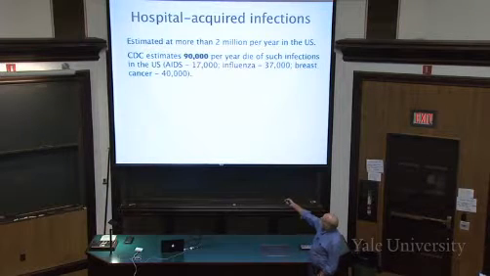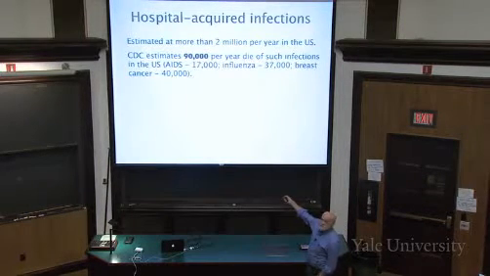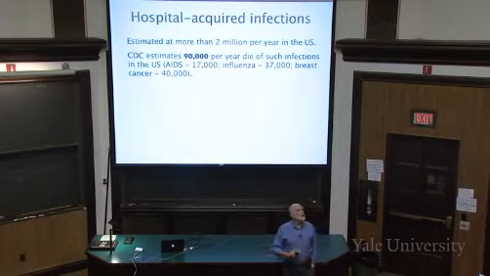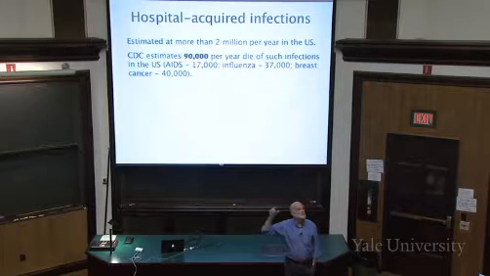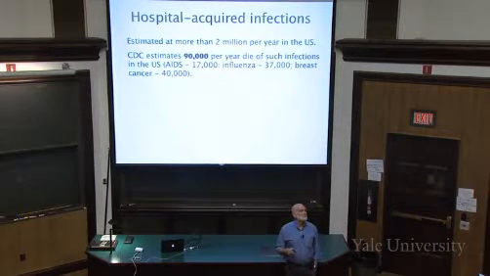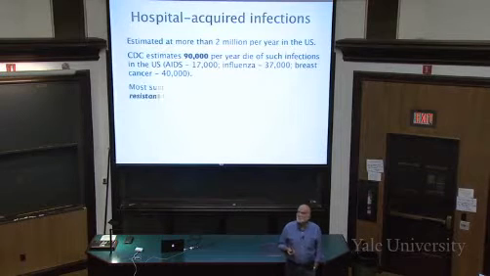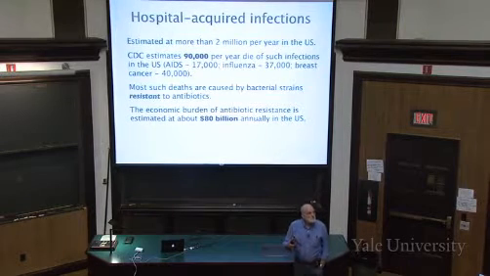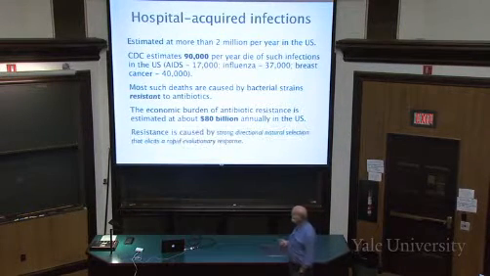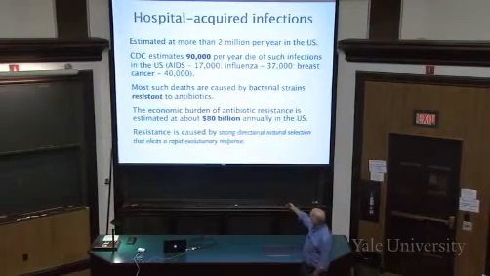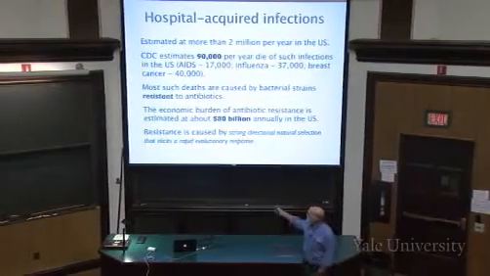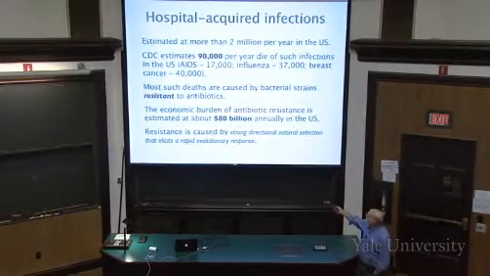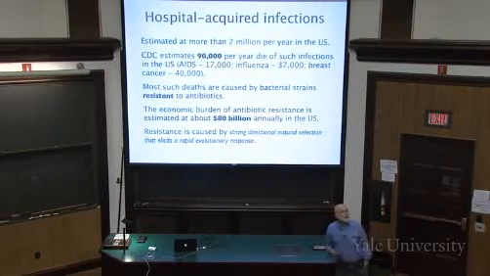So, by comparison, this is how many people are dying in 2005 from AIDS in the United States, influenza, and breast cancer. And you take that and you multiply it to the planet, and you can see that the evolution of antibiotic resistance is a pretty serious issue. The economic burden in the US 4 years ago was $80 billion a year. And this is a problem which is caused by strong directional natural selection eliciting a rapid evolutionary response. So in the next few slides, I'm going to be talking about what I mean by directional and what I mean by rapid.